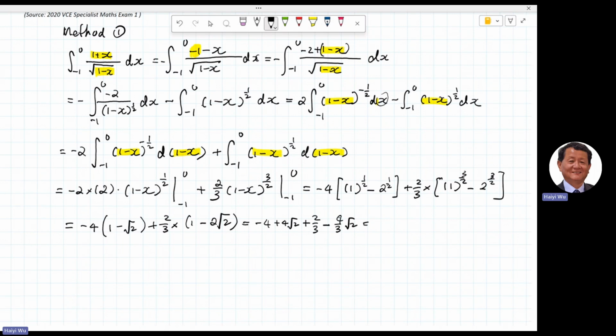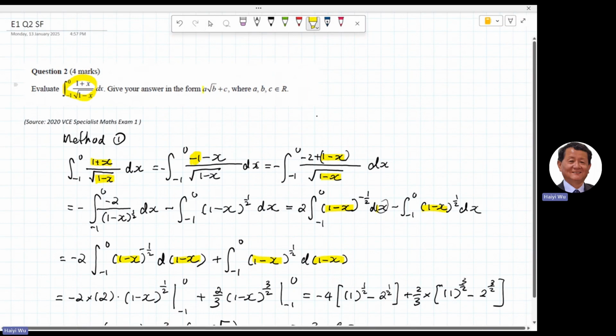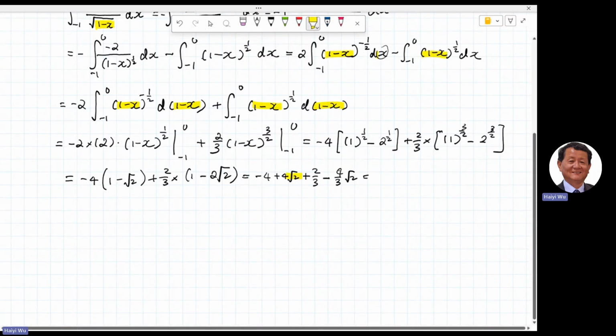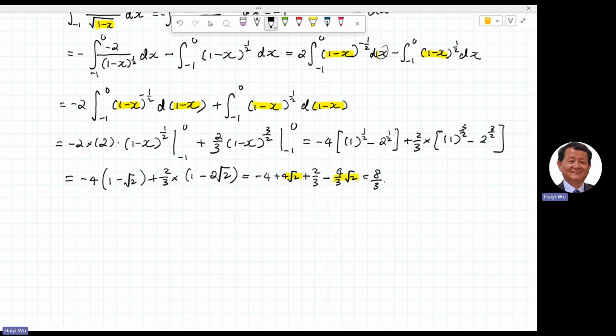Because the question says we need to write it in this format, we will put these two together. So I'll be factorizing and collecting the like terms. So it'll be 8 divided by 3 square root 2, and plus, actually it is minus 10/3. So that's the answer. So that's method 1.